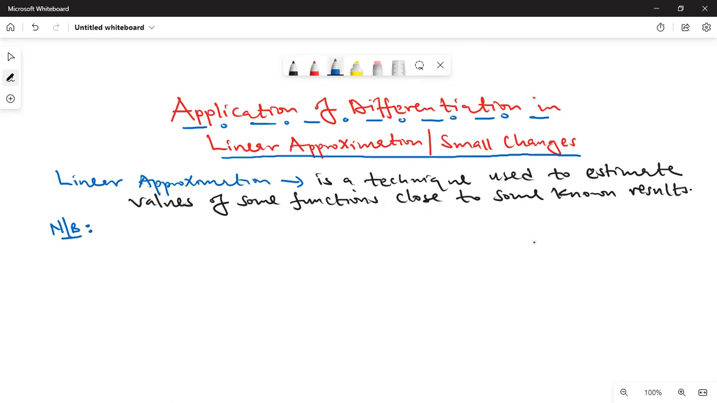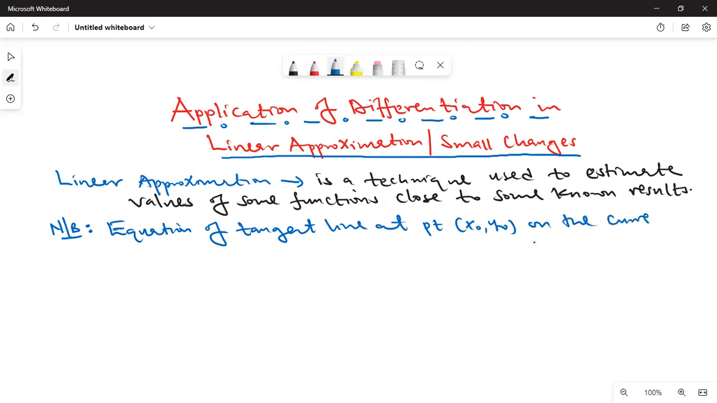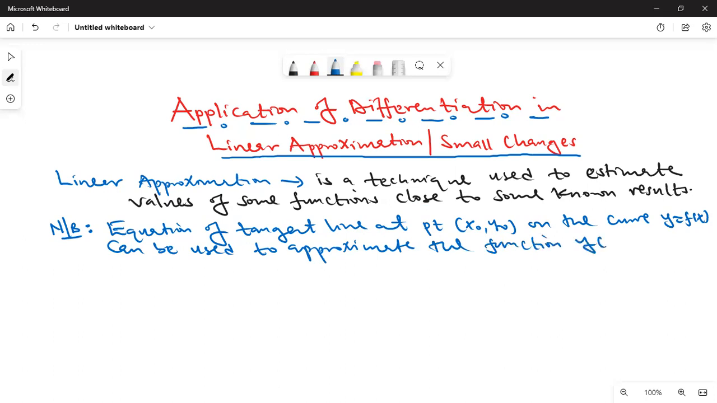Take note that the equation of tangent line at point x naught, y naught on the curve y is equals to f of x can be used to approximate the function y of x, or y is equals to f of x, close to the point x naught, y naught.